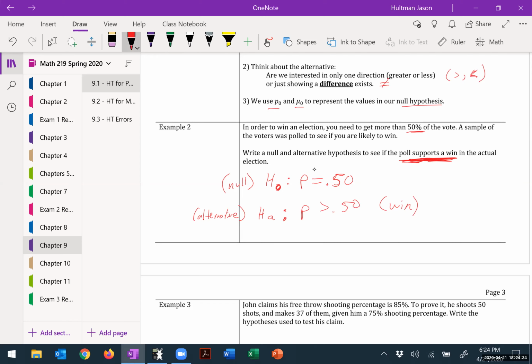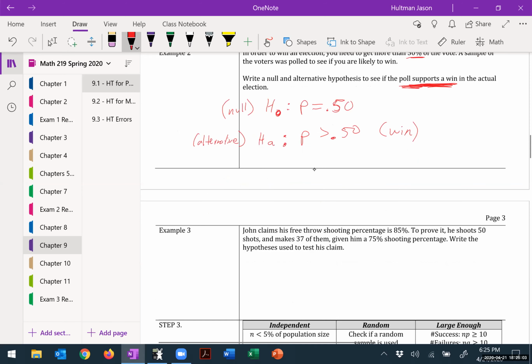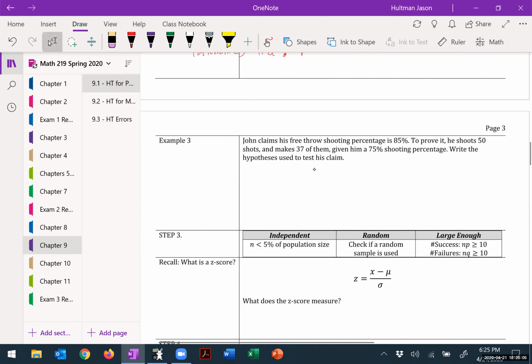Now, exactly 50% is not a win. That's a tie. So it's a tie or less. We don't need to put the or less because even if we go up to 50%, we still didn't win. We have to be above 50%. That's why it's the greater than symbol for it to be a win. So this is the null and the alternative.